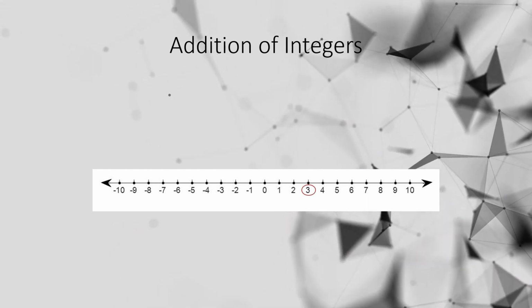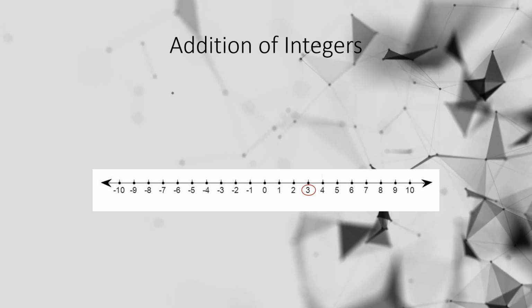Imagine you have the number 3. To add 5 to 3, we start at 3 on the number line and we move 5 steps to the right. So 3 plus 5 equals 8.